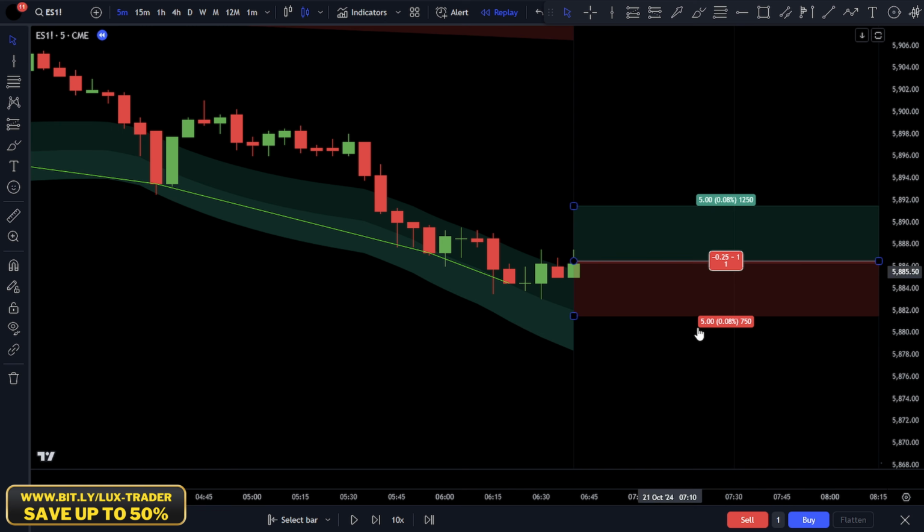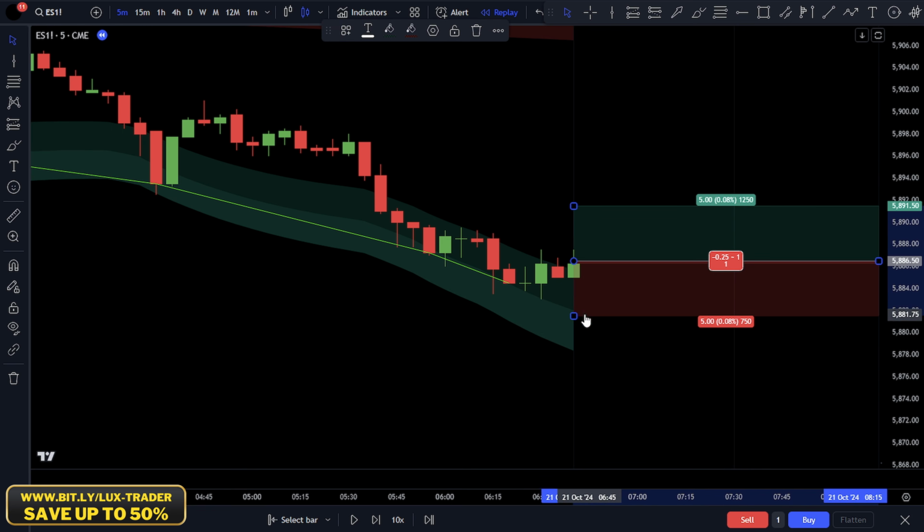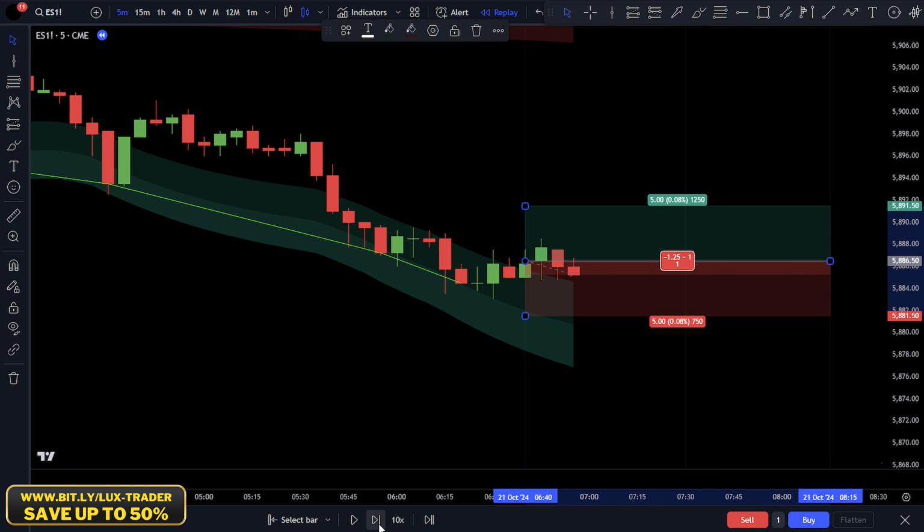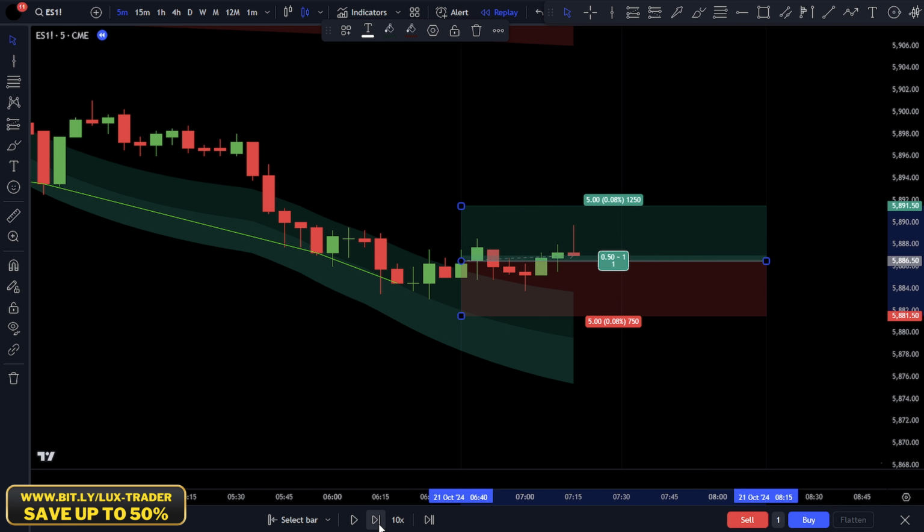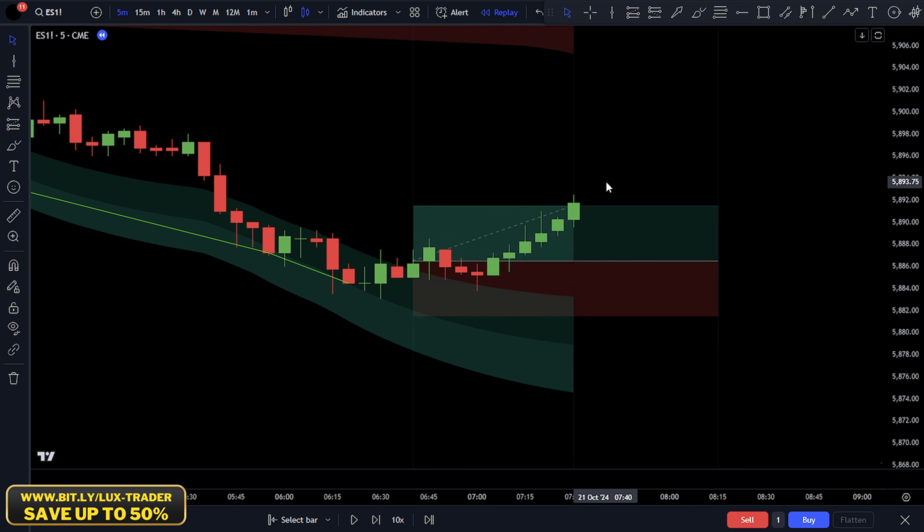Once all these conditions are met, open the buy trade and set your stop loss at the middle of the reversal zone. For taking profits, we will use a smart approach. First, target a 1-to-1 risk-reward ratio. When the price reaches this target, close 50% of your position and set your stop loss to break even.